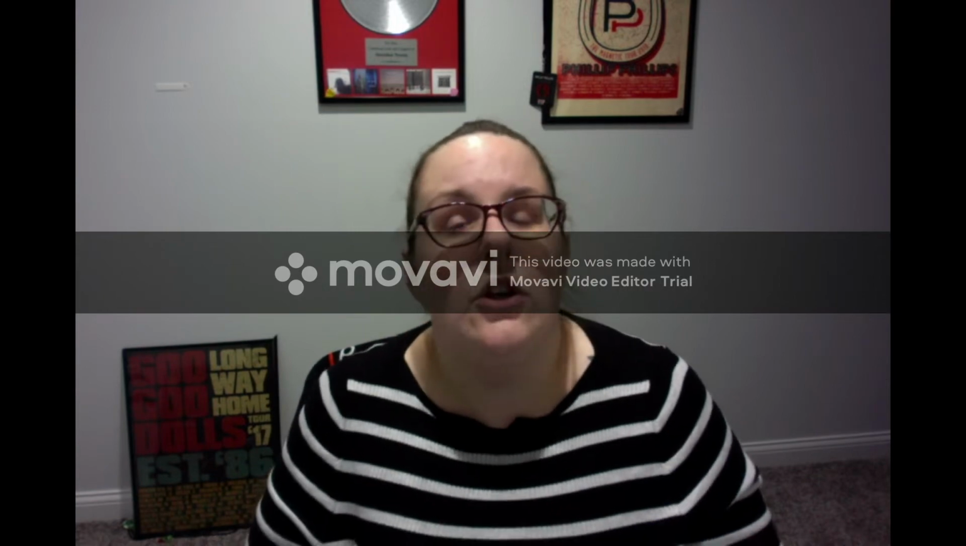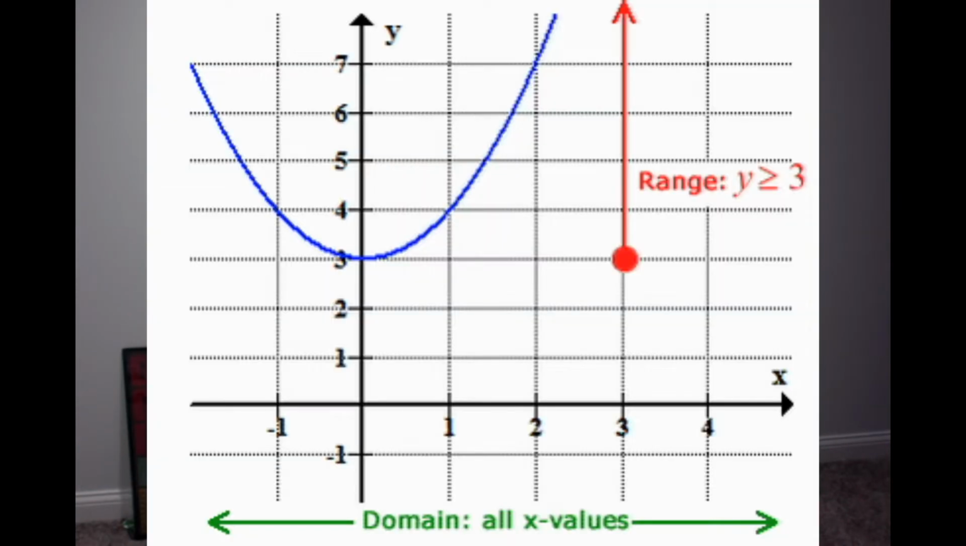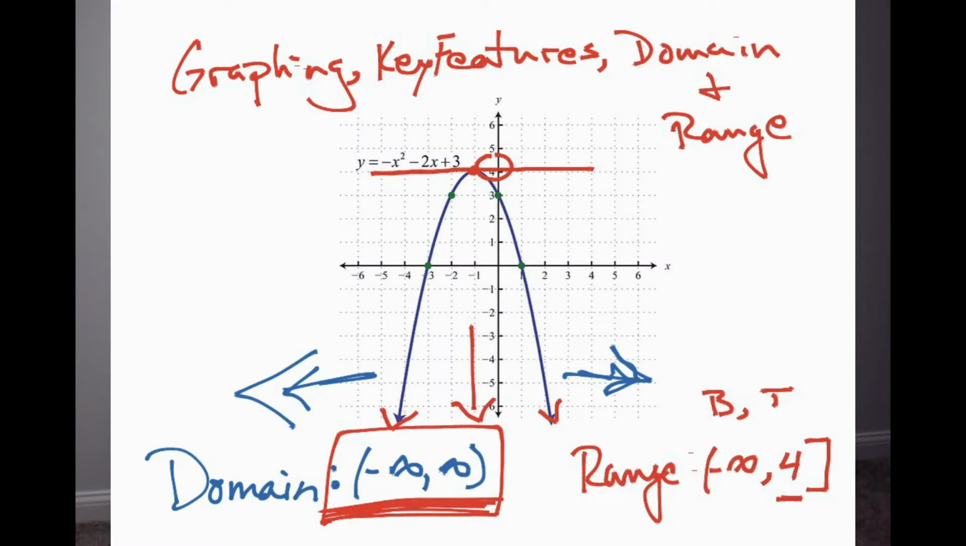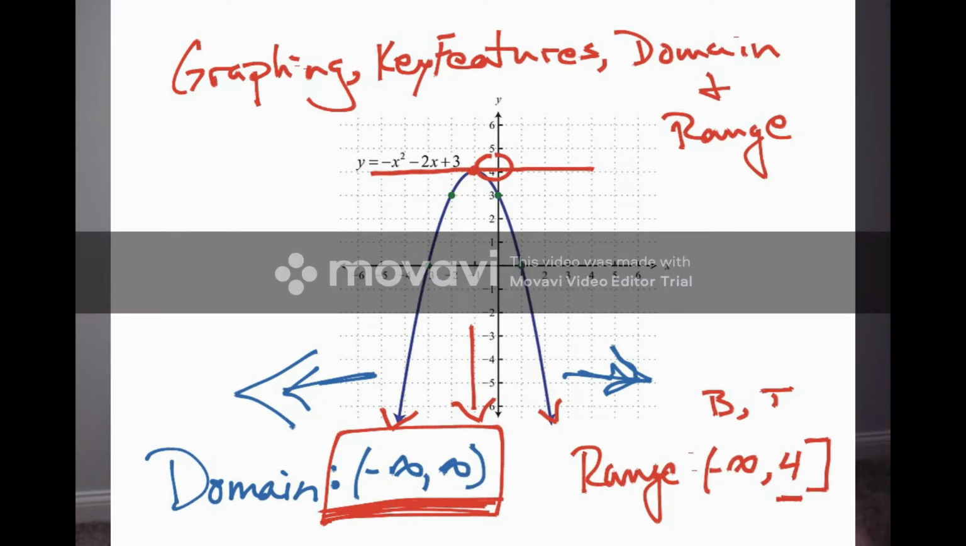Domain and range. Domain is horizontal, the x-axis, and range is vertical, the y-axis. So the domain is really easy with all this stuff because it's always all real numbers, because your parabola is always going to move left and right. But the range is the one that determines up and down. So it's wherever your vertex is, and then if it's up to infinity, if it's down to negative infinity. So find out where that vertex is, and then it's either positive or negative infinity.